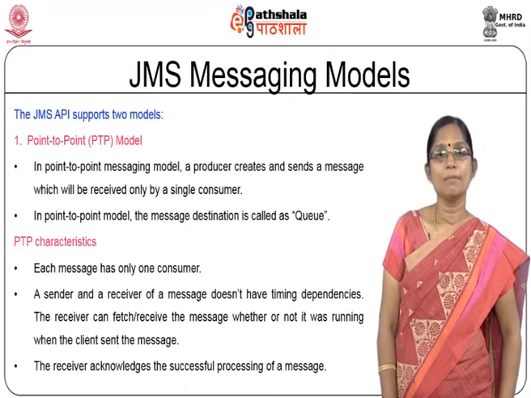Now, let us look through the messaging models of JMS. The JMS API supports two different types of models. The first one is the point-to-point messaging model, which we call the PTP model. In the point-to-point messaging model, a producer creates and sends a message which will be received only by a single consumer. So, the producer is going to be one and the consumer is also going to be one. In the point-to-point model, the message destination is called a queue, because the producer produces and puts the message in the queue and the consumer consumes from the queue.